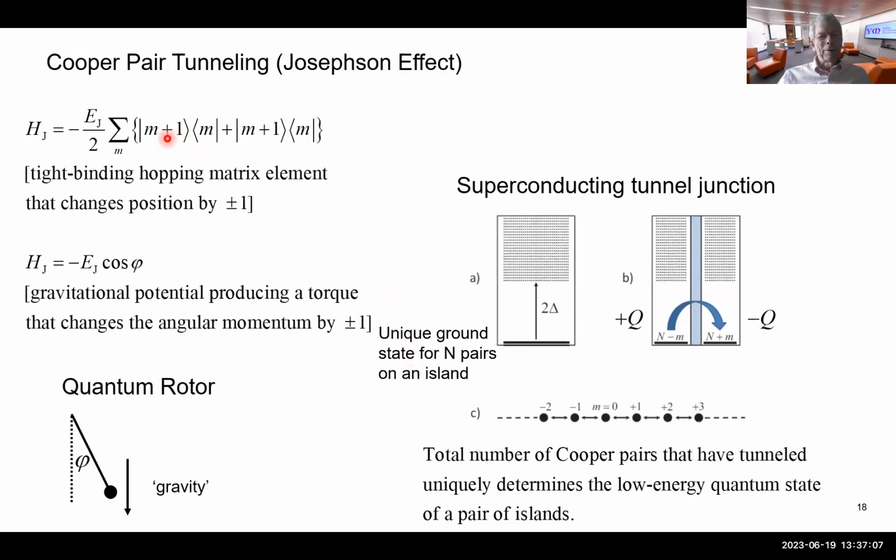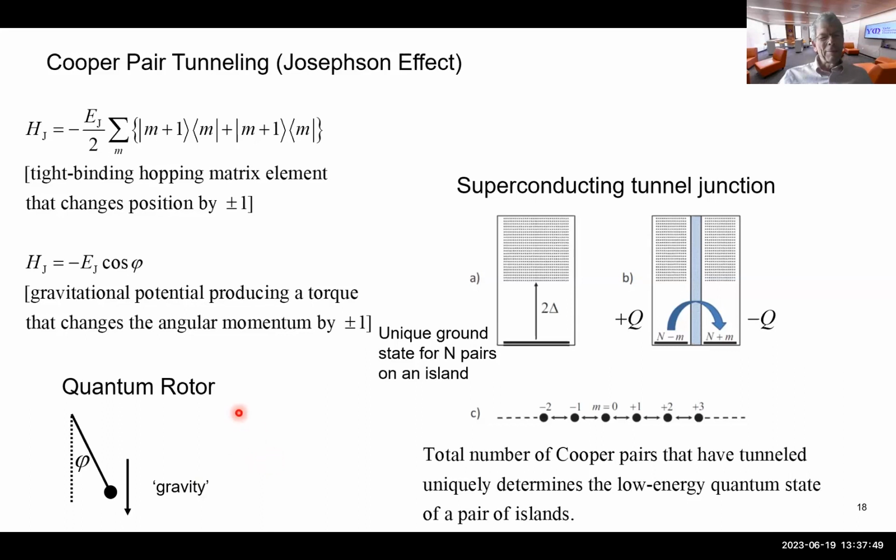Now, what about the Cooper pair tunneling? Well, if you apply this to a state labeled by m Cooper pairs have tunneled, it will change it to m plus 1. Oops, there's a typo there. That should be m minus 1. And if you express it in terms of the plane wave basis, you get exactly minus some phenomenological coefficient EJ times cosine phi. But that's exactly the potential that gravity produces on a quantum rotor.